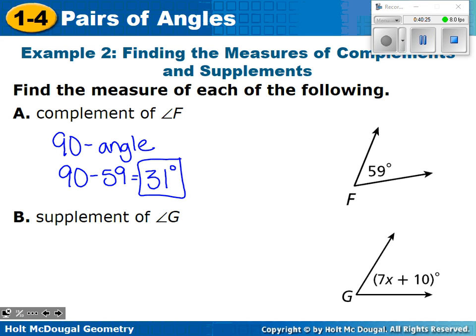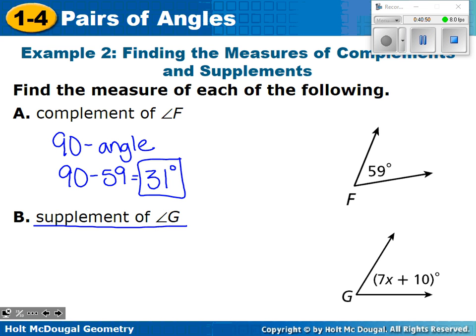Look at the G one though. So first of all, do you have a numerical value for angle G? No, you have an expression. So more than likely, if your problem starts with an expression, then your answer is still going to be an expression. Does it say find x anywhere? No. So you're not trying to solve for x. You're just trying to write an expression that would represent the supplement of G.